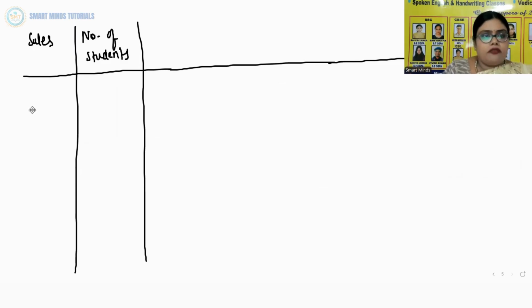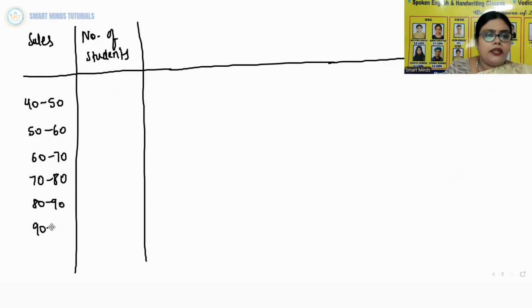So this is 40 to 50, 50 to 60, 60 to 70, 70 to 80, 80 to 90, 90 to 100. Number of students is 5, 15, 25, 30, 20 and 5. This is class interval. Whenever upper limit and lower limit are given, that is called class interval. And whenever a number of something is given, that is taken as Fi.